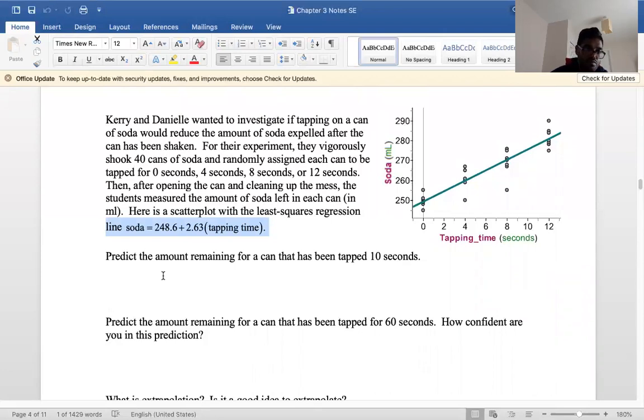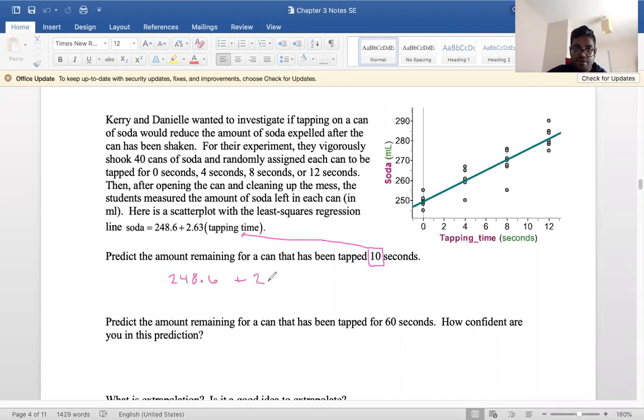So now it says predict the amount remaining for a can that has been tapped for 10 seconds. Okay, so all we have to do here, we're just plugging stuff in, right? So we're going to take this 10 right here, just plug it in right there. So then what you end up getting is 248.6 plus 2.63 times 10.